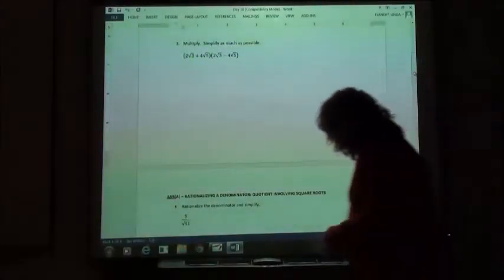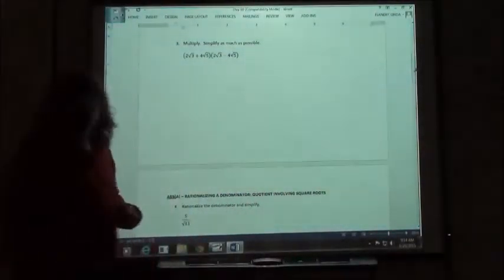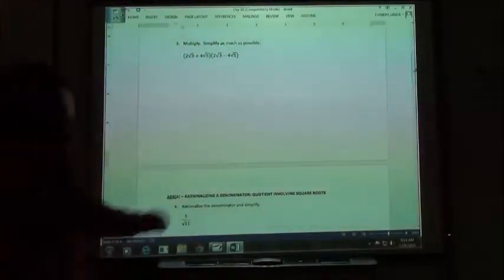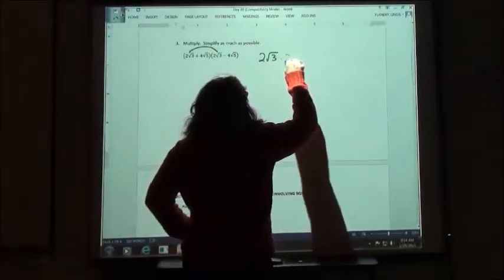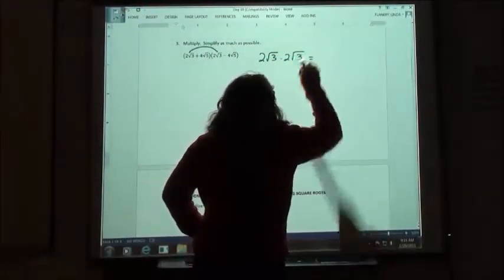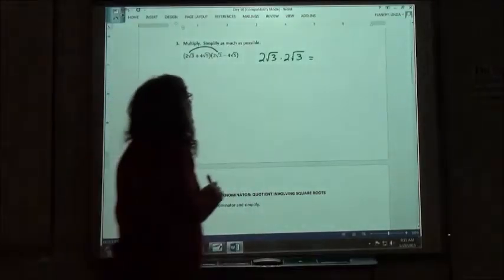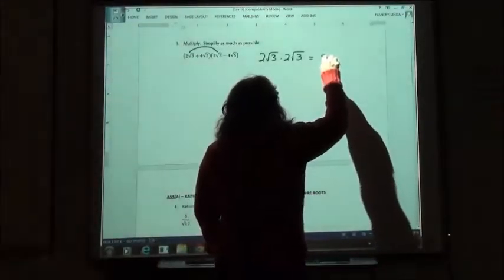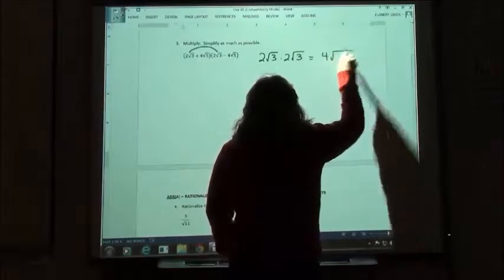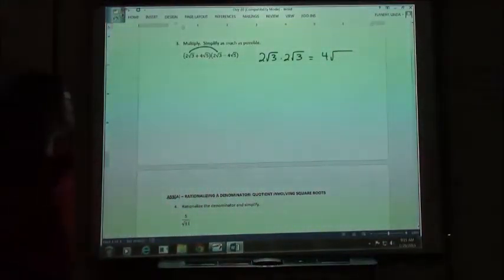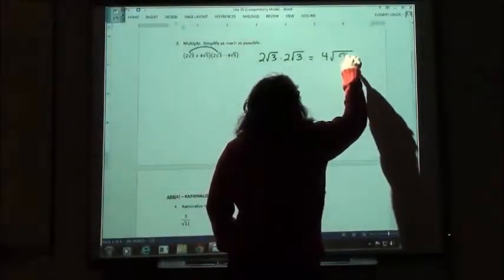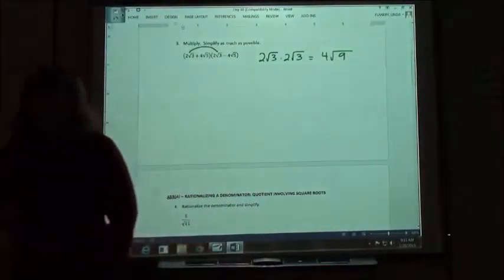Okay, so when we FOIL, we're going to start and multiply what together first? The first two. The 2 square root of 3 times the 2 square root of 3. And when we take 2 square root of 3 times 2 square root of 3, we get 4 square root of what? 9. 3 times 3 is 9. 4 square root of 9.